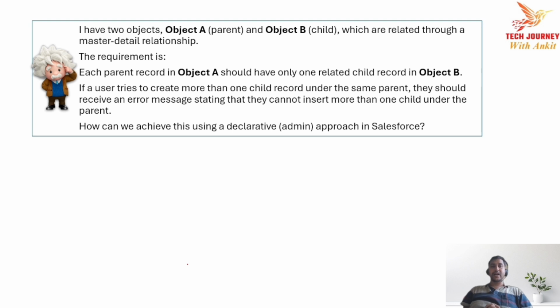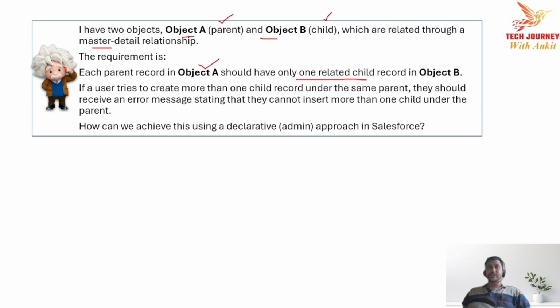Now the next question. I have two objects, object A and object B, which are related by a master detail relationship, where object A is the parent and object B is the child. The requirement here is each parent object should only have one related child record.